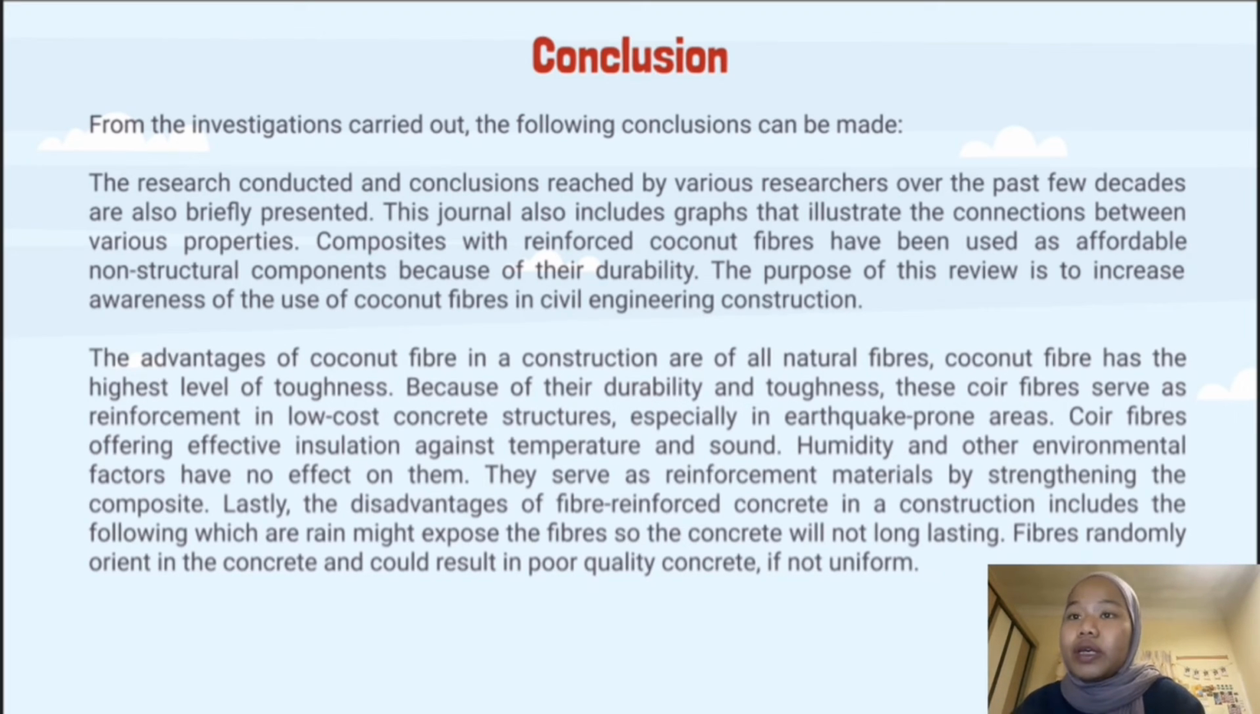The advantages of coconut fiber in construction are, of all natural fibers, coconut fiber has the highest level of toughness. Because of their durability and toughness, these coir fibers serve as reinforcement in low-cost concrete structures, especially in earthquake-prone areas. Coir fibers offer effective insulation against temperature and sound, and humidity and other environmental factors have no effect on them. They serve as reinforced material by strengthening the composite. Lastly, the disadvantages of fiber reinforced concrete in construction include the following: rain might expose the fibers, so the concrete will not be long lasting. Fibers randomly orient in the concrete and could result in poor quality concrete if not uniform.